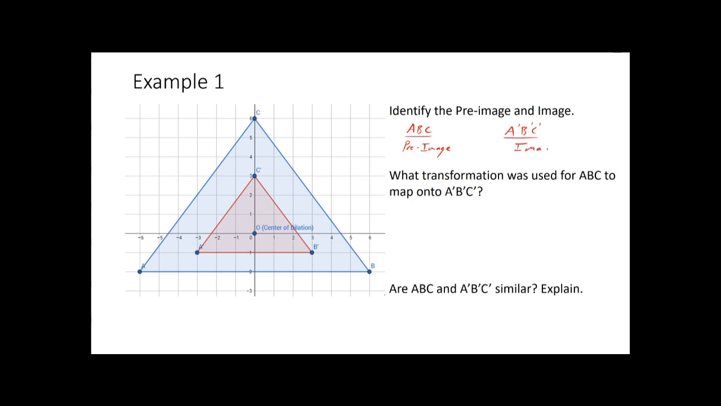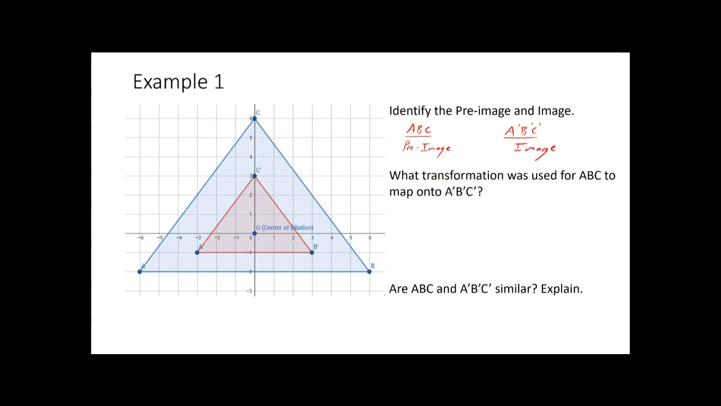Okay, it's always important to know which one comes first and which way you could be going. Sometimes you can go backwards, so be aware of a question like that. All right, so what transformation was used for ABC to map onto A prime, B prime, C prime?